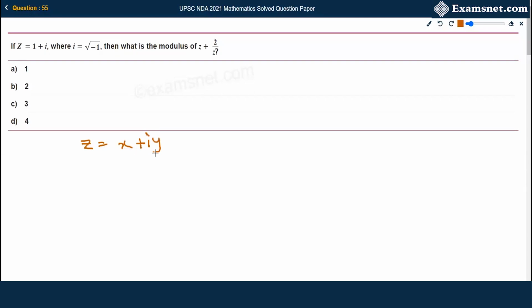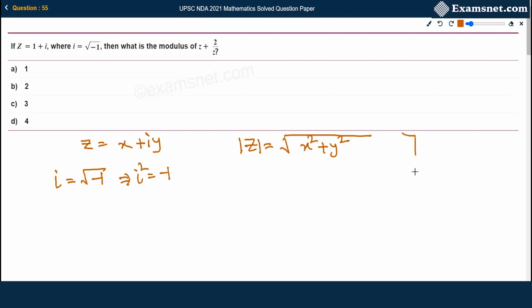Now, what will be the modulus of z here? Mod z represents the modulus of z, and the value will be written as root under x square plus y square. This value gives us the modulus of this complex number. Fine. And also it's given i equals root under minus 1. That means i square equals minus 1. These two concepts are very important in order to solve this particular question.